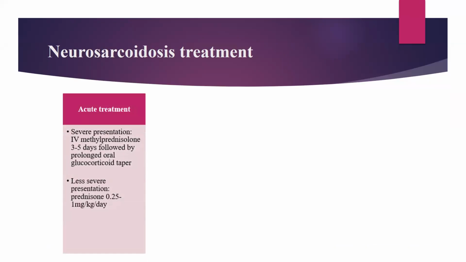So we have the acute treatment when initially the patient presents, and if they have severe presentation, usually spinal cord or brain, the treatment is with IV Solu-Medrol for 3 to 5 days. That's followed by a prolonged oral glucocorticoid taper. If it's less severe, we can just start with prednisone and then monitor clinical and imaging findings. And once those stabilize and improve, then slowly taper down the steroid.